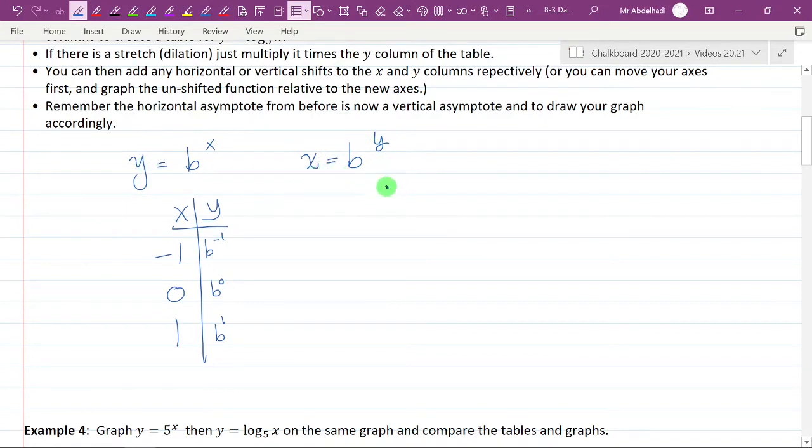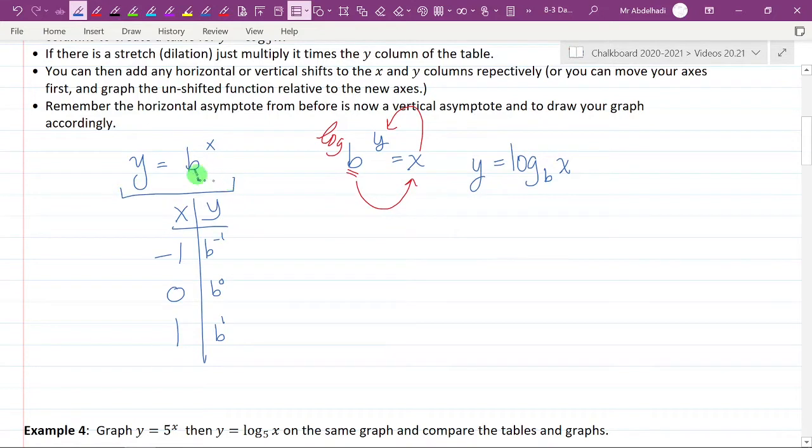Now, let's write this as a logarithm. We know how to change these into logarithms from the last lesson. We will have, well, actually this is written backwards, so let me just put the x on the other side here. We will have log base b of x equals y. So this becomes log base b of x equals y, but I'm going to put the y on the left side here. So here we had y equals b to the x, with the base being b. Here we have y equals log of x, with the base being b.